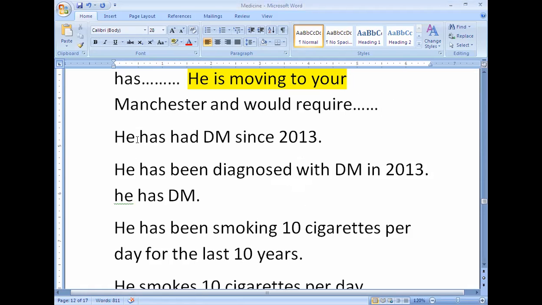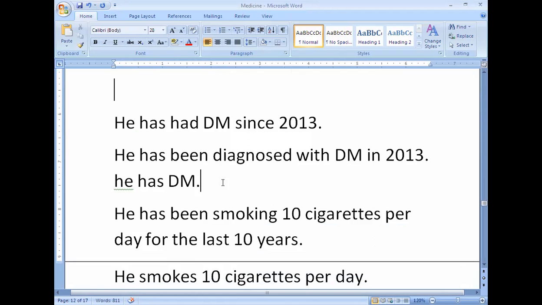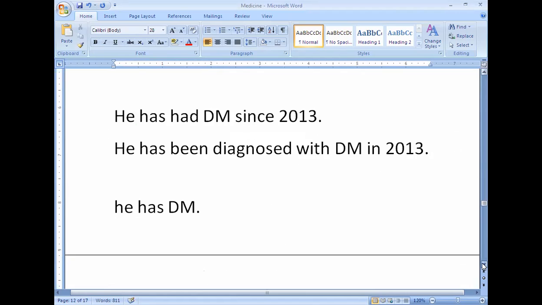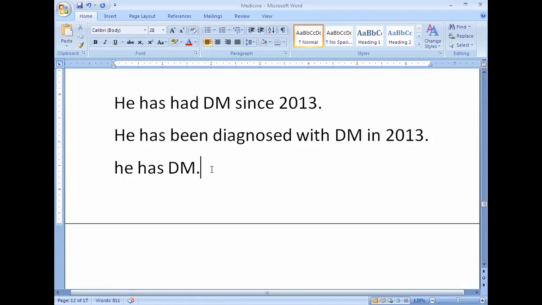So now this is a common grammatical mistake. Mr. Smith has had diabetes mellitus since 2013. Let us make it separate. These are three sentences. Mr. Smith has had diabetes since 2000. He has been diagnosed with diabetes in 2013. And he has diabetes now.